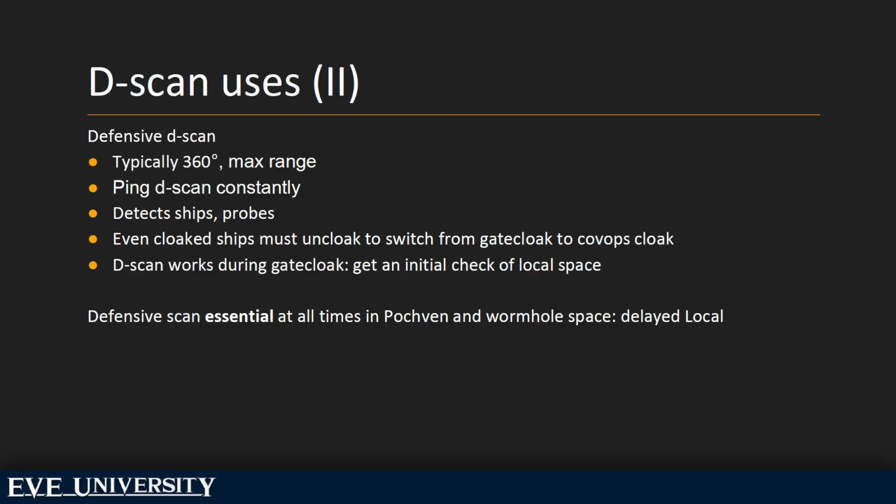And also remember that D-scan works during both cloaking and gate cloaking. So you can jump in the system and you will have a full minute to see what's actually going on while you are completely invulnerable and undetectable. This is a very typical use of D-scan in areas of space that have local delayed or disabled. So Pochven, Wormhole, and I think Zarzakh. These 3.